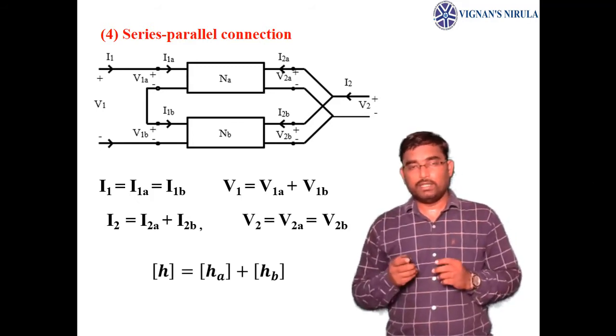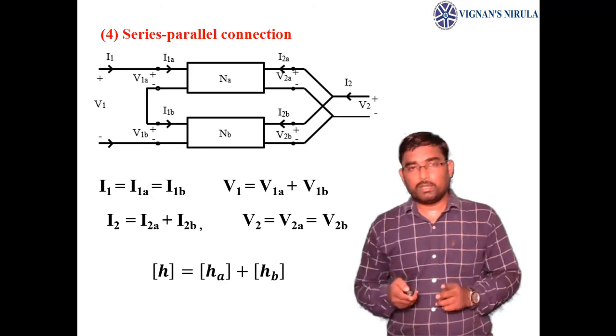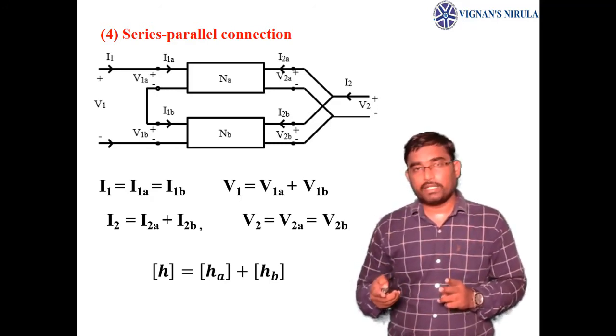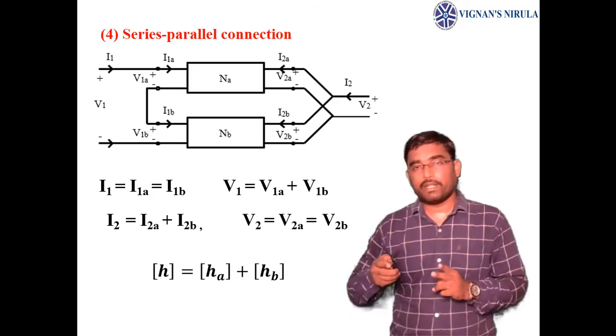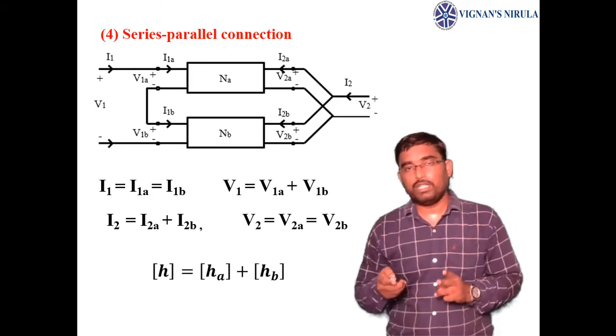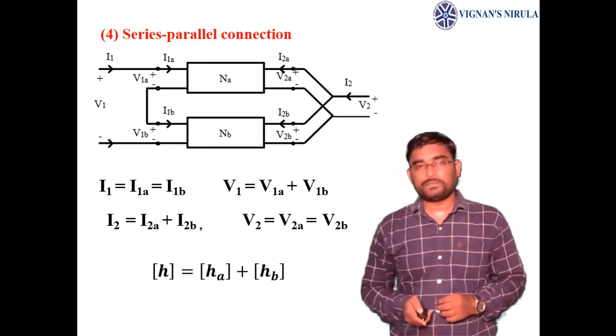That means the H parameters of the overall series parallel connected two-port networks can be obtained by adding the H parameters of the individual two-port networks.